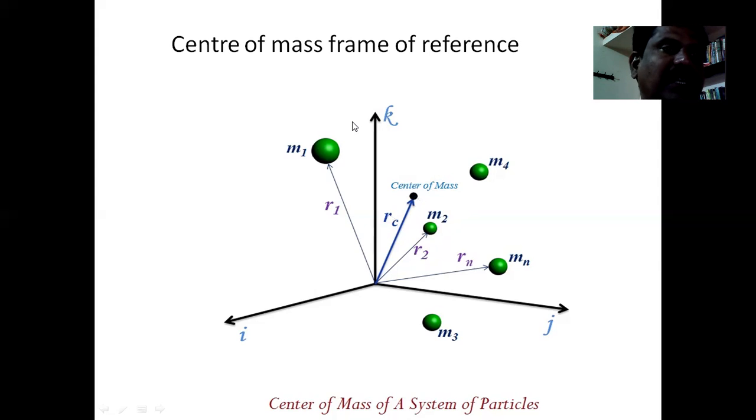Whatever I already mentioned above, that when VCM is equal to zero, this I already told in the beginning when defining the center of mass frame of reference. So PCM becomes zero.